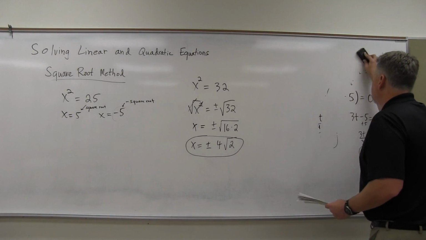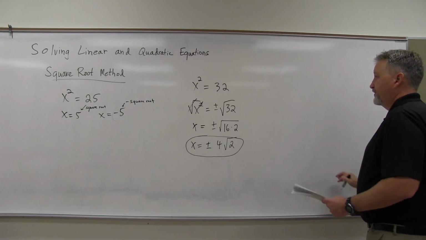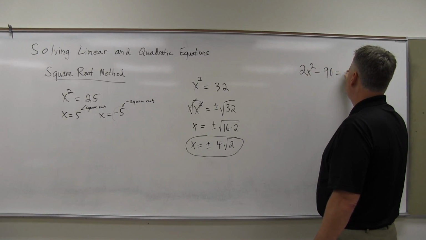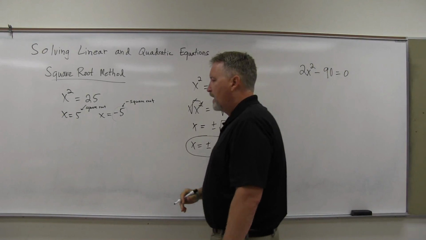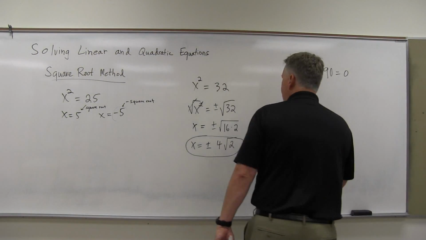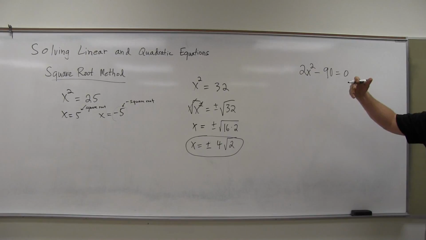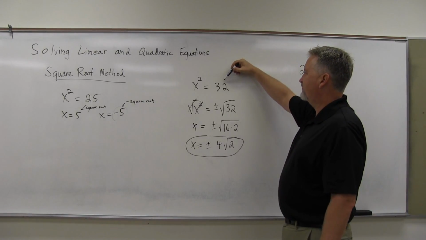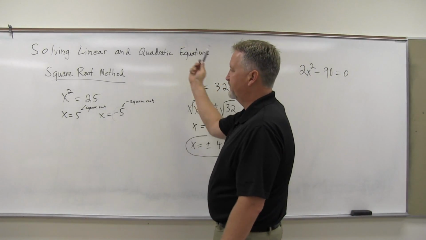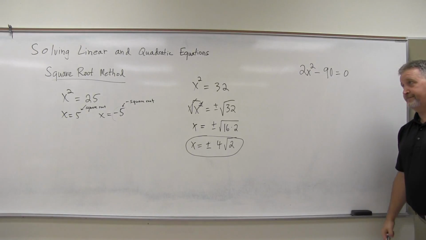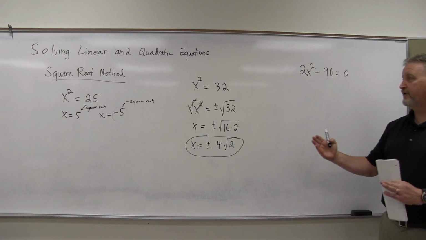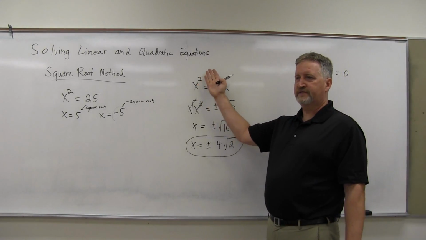Now, one thing to note that we haven't noted yet, so say we've got 2x squared minus 90 equals 0. Notice that this square root method is a lot different than the factoring method, because I want one side to be a number. I don't want one side 0 when I use the square root method. I want one side to be a number. What I really want is for one side to be x squared or something squared.